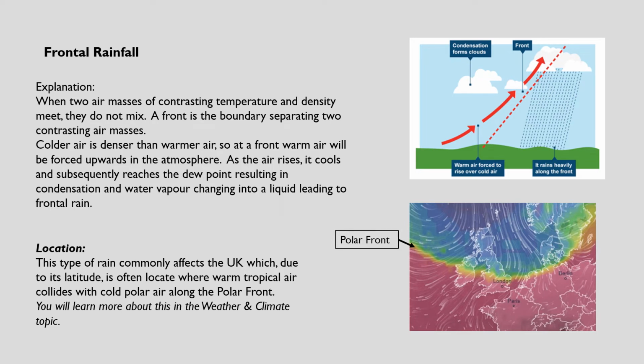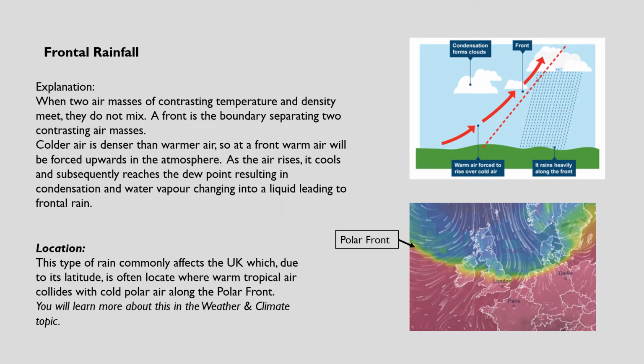Colder air is denser than warmer air. We all know that because we all know that warm air rises. So at a front, warm air will be forced upwards into the atmosphere. So the warm air will ride up and over that body of cold air. As the air rises, as I said for the other two slides, it's going to cool down, it's going to subsequently reach that dew point.